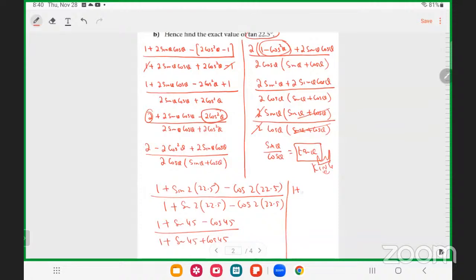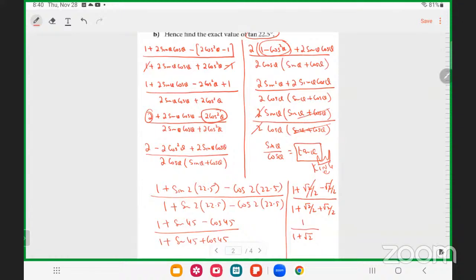Sine 45 is under root 2 upon 2. Cos 45 is also under root 2 upon 2. 1 plus sine 45, that is 1 plus under root 2 upon 2, plus under root 2 upon 2. This cancels off. I am left with 1 upon 1 plus under root 2 upon 2 plus 1 upon under root 2 upon 2 is under root 2.